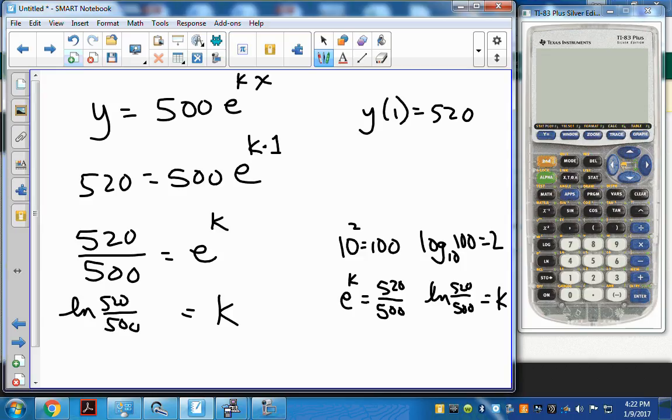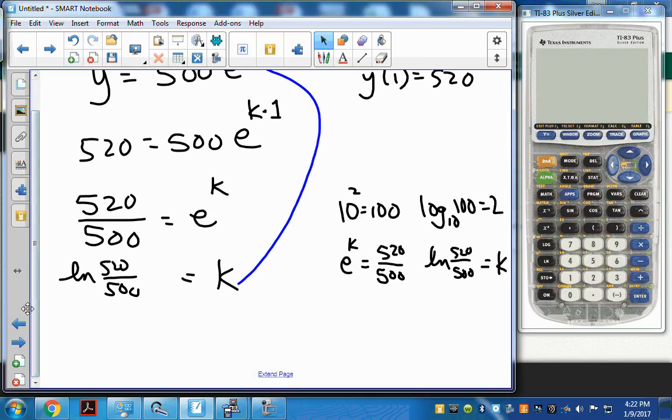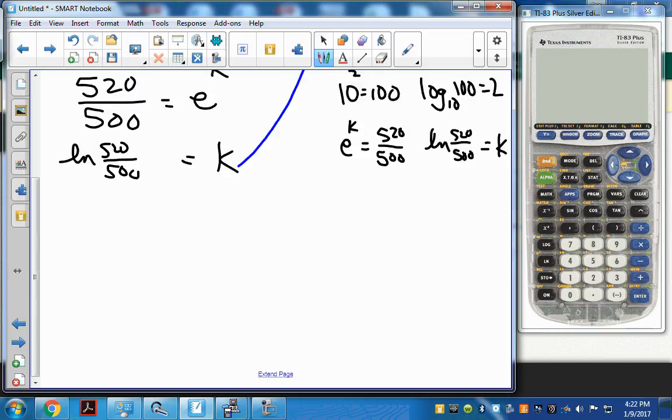And now we can put that back, once we figured out what k is, in our general solution. We're trying to narrow down the problem here to come up with what y is. Okay, so we have y is equal to 500 e to the kx, but k was the natural log of 520 over 500, times x.